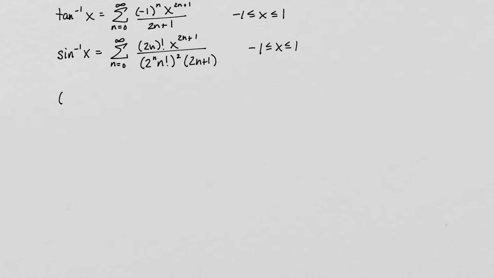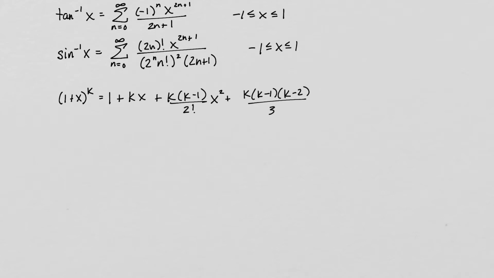And then finally we have 1 plus x to the k. This one's not nice to write in a closed form, but you still can make a series for it. So it is 1 plus kx plus k times k minus 1 over 2 factorial x squared plus k times k minus 1 times k minus 2 over 3 factorial x cubed plus ... So the pattern would keep going. The next term would be k times k minus 1 times k minus 2 times k minus 3 over 4 factorial x to the fourth.